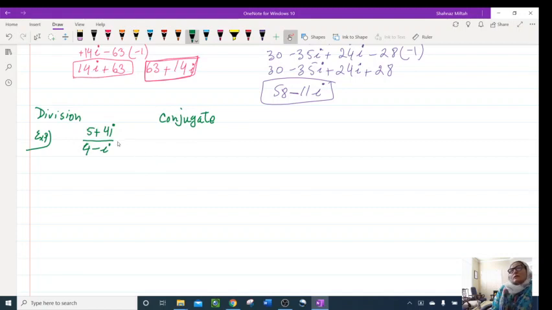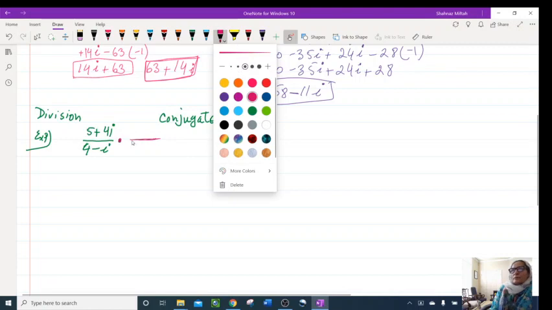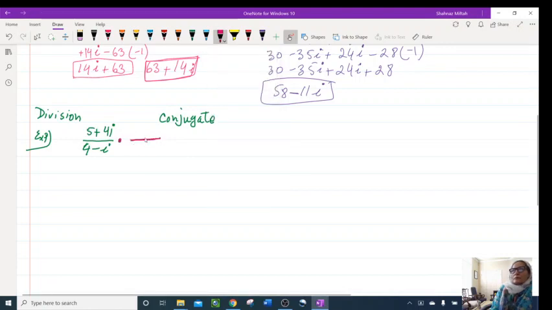Okay, what is a conjugate? You take the bottom one and you change the sign. The middle sign always changes. So I'm going to multiply top and bottom with 4 plus i and 4 plus i. You see, I didn't do anything, just change the middle operation. Minus sign changed to positive, and this is multiplying top and bottom. Now I'm going to multiply straight across, because this is just a simple multiplication.